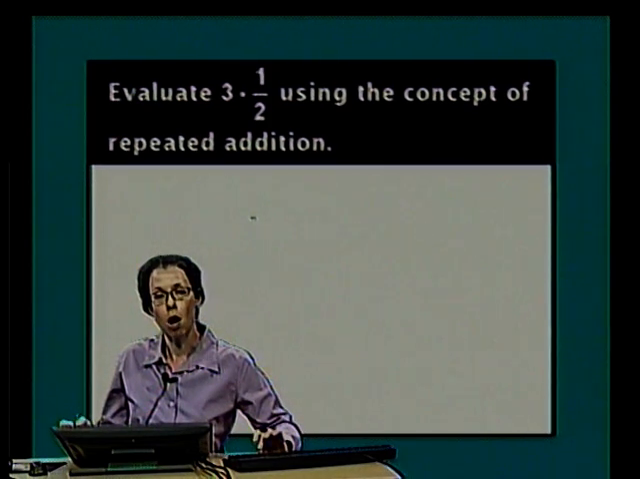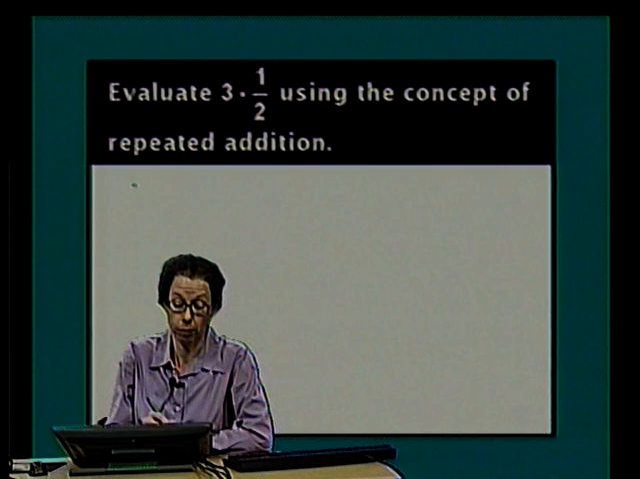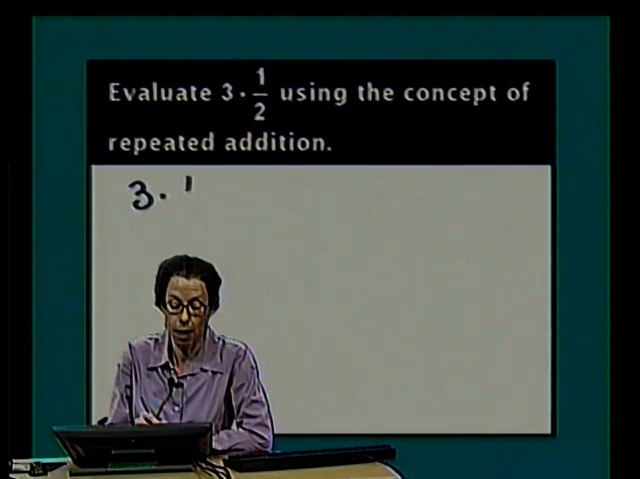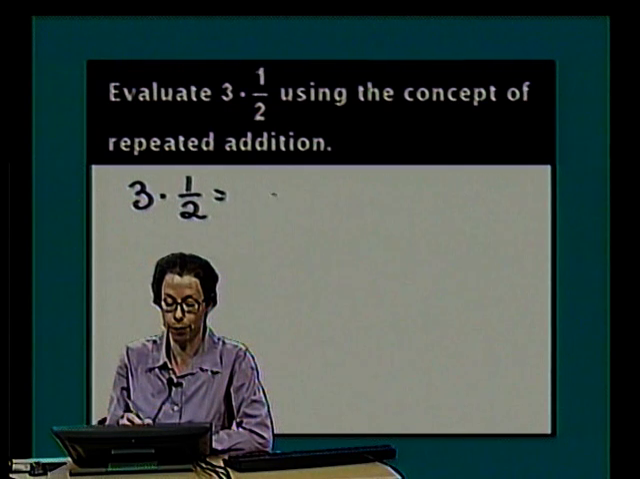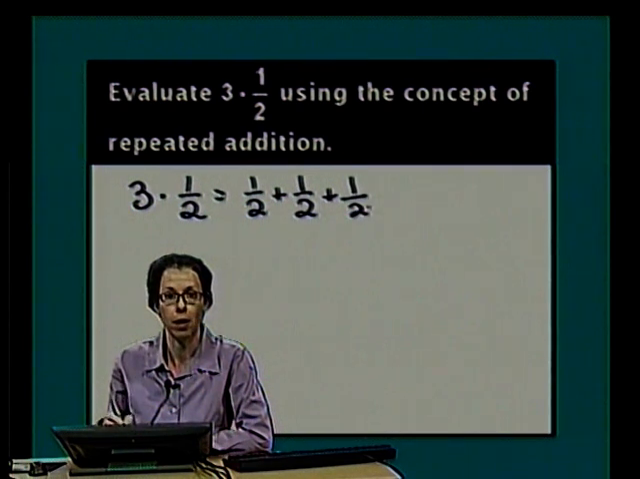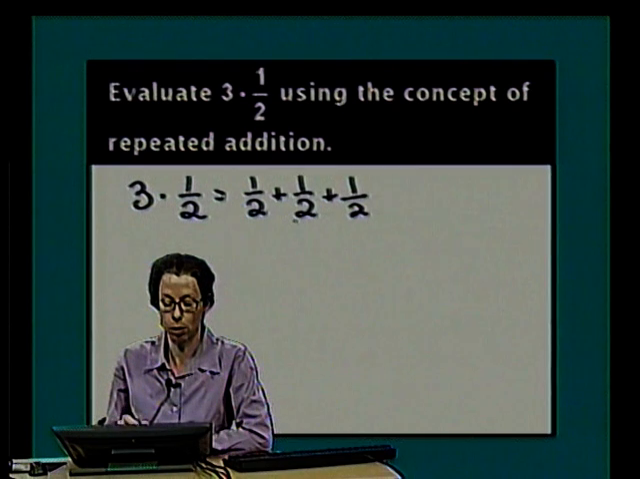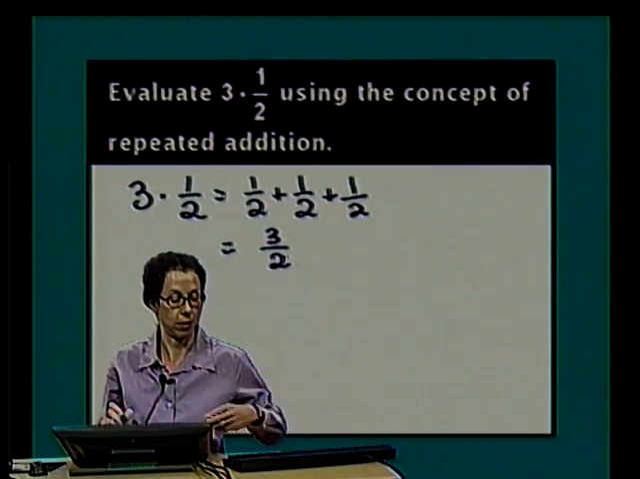Now this idea also works if we throw a fraction into the problem. 3 times 1/2 means 3 occurrences of 1/2, or 1/2 plus 1/2 plus 1/2. And in this problem we have 3 fractions with a common denominator. We add the numerators and write the result over the common denominator. So 3 times 1/2 is 3/2.